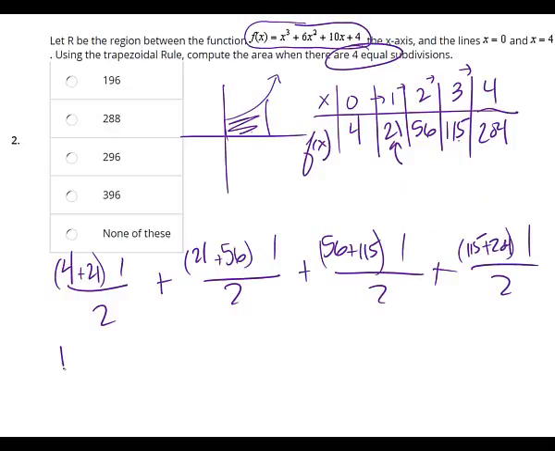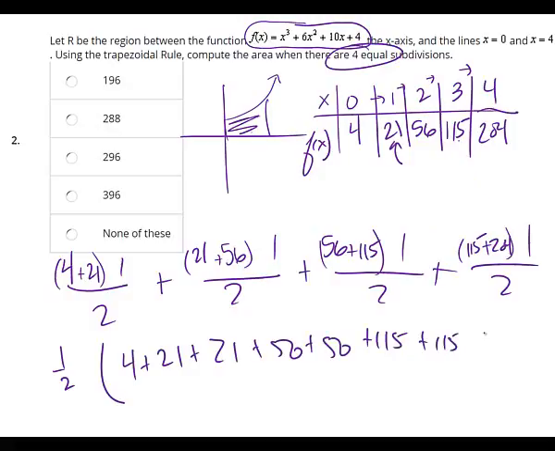The best thing to do from here would be to pull the 1/2 out and do 4 plus 21 plus 21 plus 56 plus 56 plus 115 plus 115 plus 204. Make sure you divide by 2. So go ahead, hit the buttons, and tell me what you get. Is it 296? Okay.